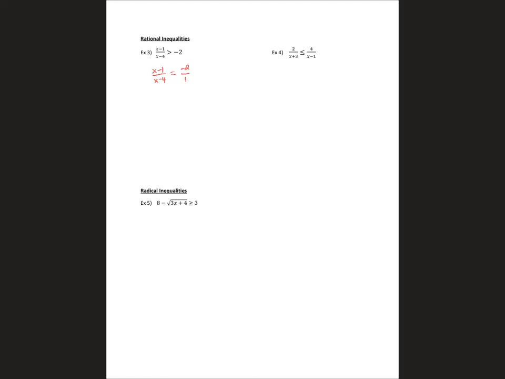And now to solve this proportion, remember you cross multiply, which means I multiply my diagonals and set them equal to each other. So x minus 1 times 1 equals -2 times x minus 4. So I get x minus 1 equals -2x plus 8. Bring the 2x over, that would become 3x. Bring the 1 over, that's 9. I get x equals 3.